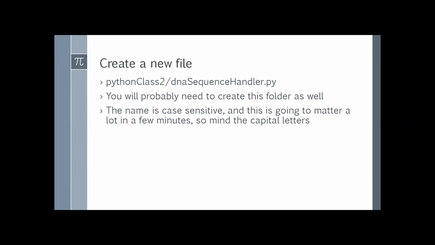All right, so the first thing we're going to do is either create a new file, or you downloaded the data, so you should have this file already, Python class 2/DNA sequence handler. The folders and file names tend to be case sensitive, so make sure that you're careful about how you capitalize and lowercase things.